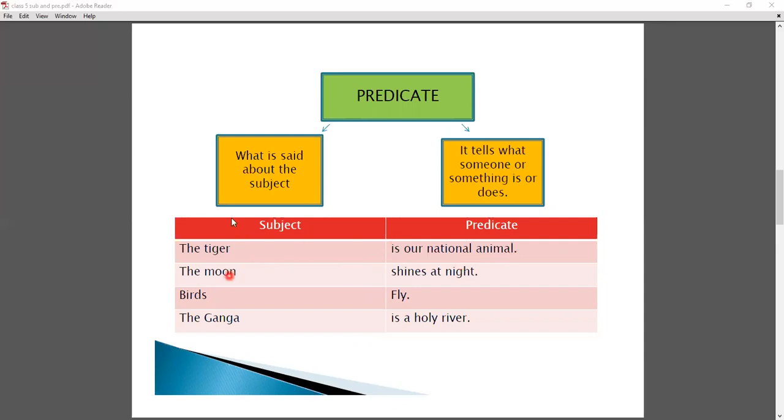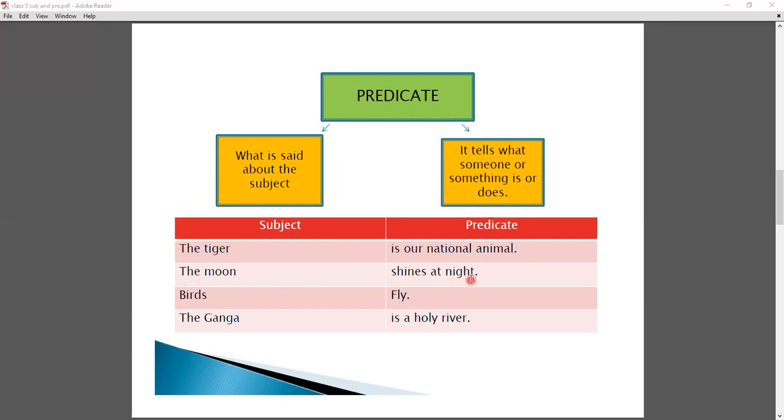So what is said about the subject? तो अब हम सब्जेक्ट के बारे में क्या कह रहे हैं, टाइगर क्या है, टाइगर हमारा क्या है, इज आवर नेशनल एनिमल. जब हम सब्जेक्ट के बारे में बात करते हैं तो वो पार्ट हमारा कहलाता है प्रेडिकेट. सो इज आवर नेशनल एनिमल, तो हमारा जो स्टार्टिंग फ्रॉम दी हेल्पिंग वर्ब और मेन वर्ब, जो भी हमारा पार्ट हेल्पिंग वर्ब से मेन वर्ब से स्टार्ट होता है, जो रिमेनिंग पार्ट होता है वो हमारा क्या कहलाता है, प्रेडिकेट पार्ट.